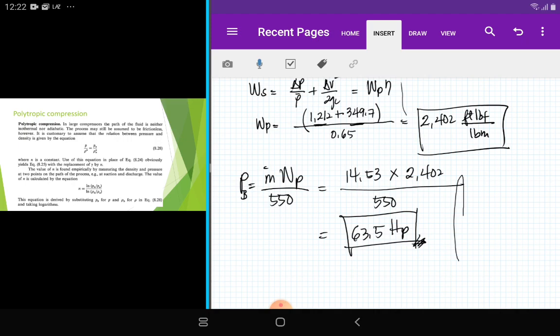Then, of course, there is the polytropic compression. This one happens in large compressors. The path of the fluid is neither isothermal nor adiabatic, so you'll have to consider a lot of things. The process may still be assumed to be frictionless. However, it is customary to assume that the relationship between pressure and density is given by the equation pressure over density raised to n is equivalent to PA over density A raised to n. What is PA? Inlet pressure, and density A is inlet density. Now, the ratio of specific heats will be replaced by the value of n, and n is simply a constant for polytropic compression.